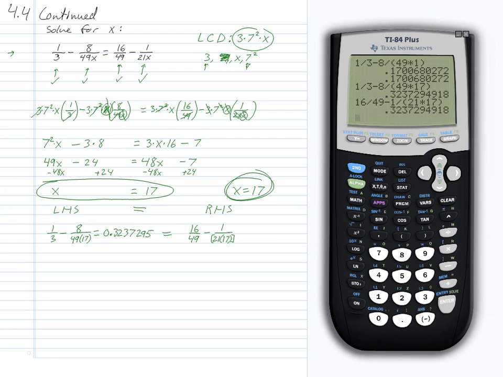So that's the approach. You want to identify every term on every side of the equation, and then determine all of the factors that appear anywhere in those terms.